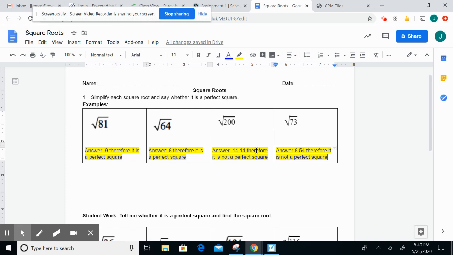You can tell these are not perfect squares because it would take 14.14 squares on the length and the width. That's not a perfect square. And you can round these. That's fine. Round it to the nearest 100th. These decimals go on forever, just as a heads up, the square roots.